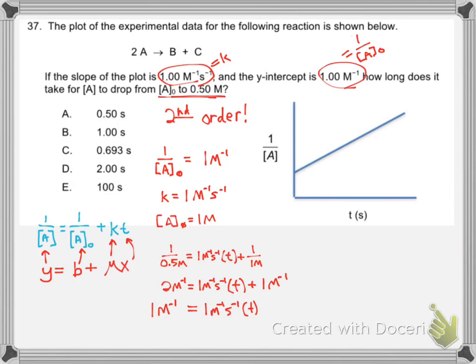And then we'll divide each side by our rate constant, which is just 1 molar to negative 1 seconds to negative 1. This will cancel out. Seconds to negative 1 being in the denominator is going to flip up and become seconds. And our time here is going to equal 1 second. So again, 1 seems to be the prevalent theme of this problem.